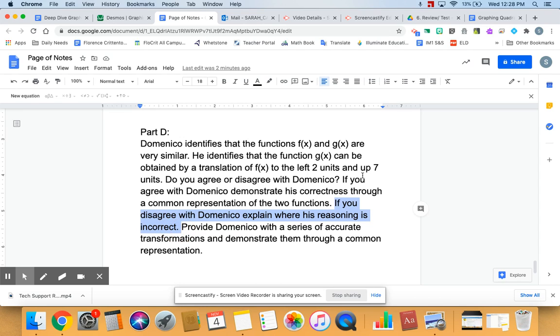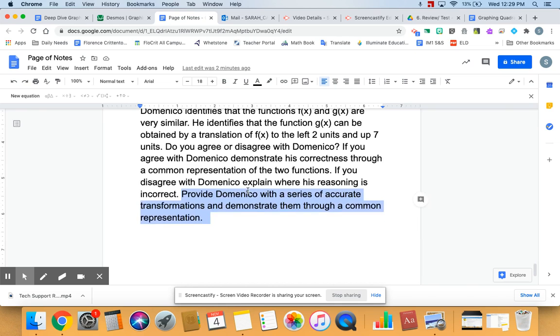If you disagree, all you have to do is tell him how it's right. So tell him what the right translations are. And then also provide him with the series of right transformations. So tell him what to do. And then demonstrate them through the common representation, meaning the easiest one is to graph them both to show it. So it's either you agree with him and make a graph to prove it, or you disagree, explain why you disagree, and then make a graph to prove it. Would be the easiest thing to do, unless you remember how to do it one of the other 2 ways and you like doing it a different way more.